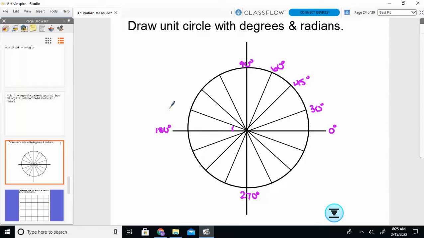So what's 180 minus 30? This one is a reference angle of 45. So 180 minus 45. Here's my reference angle of 60. So 180 minus 60 is 120. Notice as you go around the circle, your degrees should be getting larger.